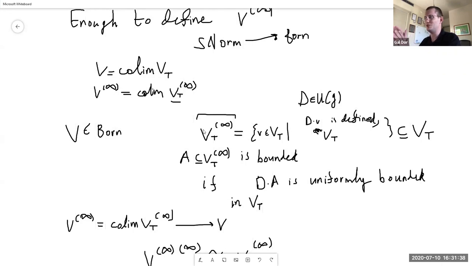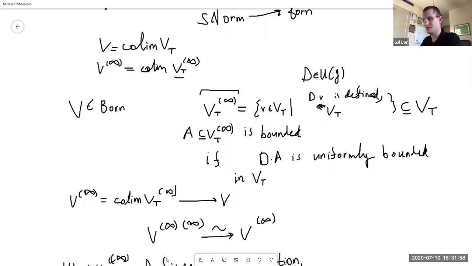Yes, I'm saying denote V_t infinity, for every seminorm t, as the collection of v in V_t such that all of the derivatives of v are defined and lie in the same V_t, and then the colimit of all of those V_t infinities is V infinity. This is the definition.